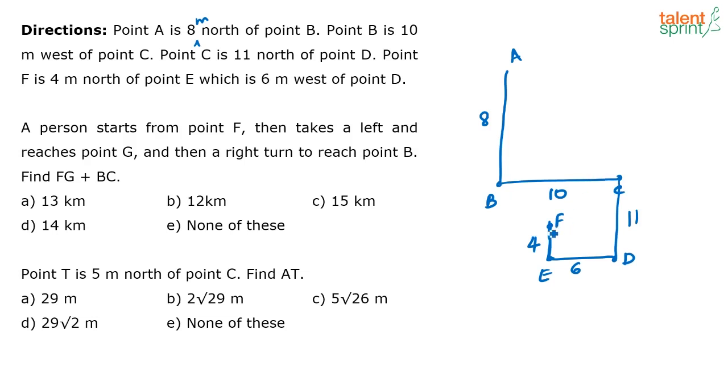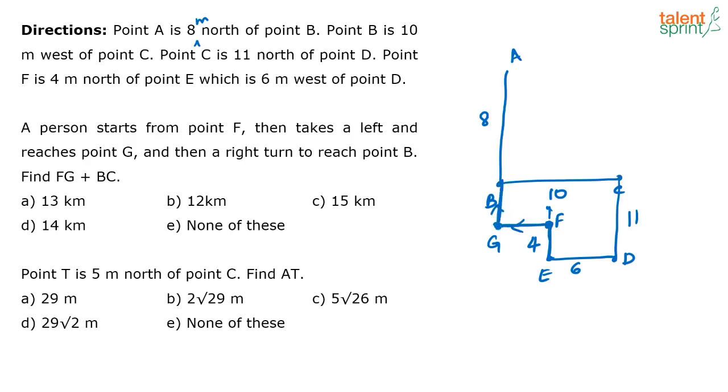So what are they saying? The person is starting from this point F. We are assuming that the person is standing here facing this direction. He is taking a left and reaching a point G, where he turns right and reaches the point B. So this has to be point G, correct? Because he is standing at F, taking a left and then a right means he reaches B. So G has to be here. He is going like this, then turning right and going like this to reach B.